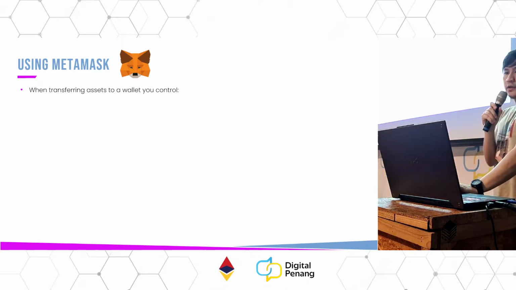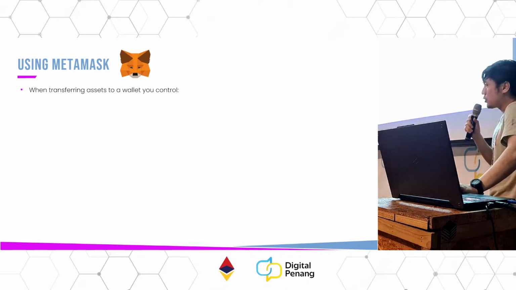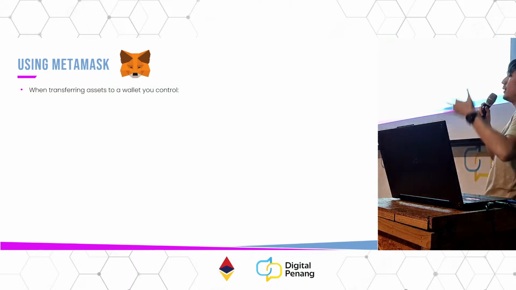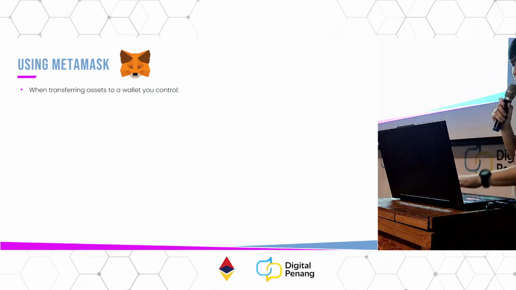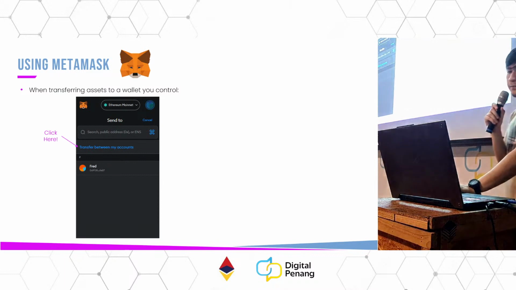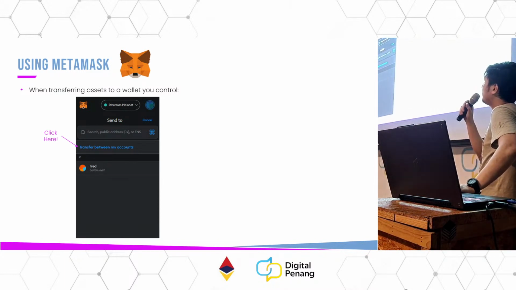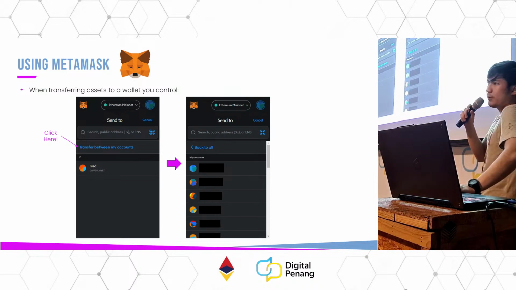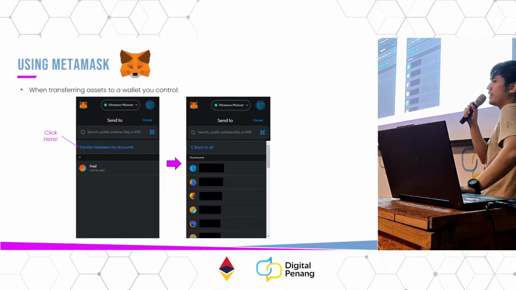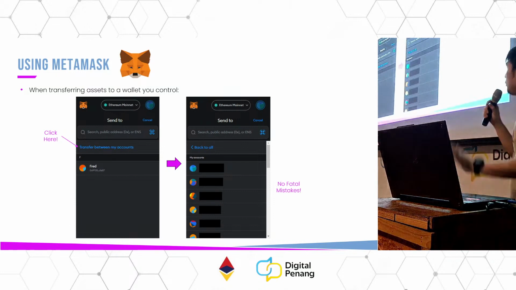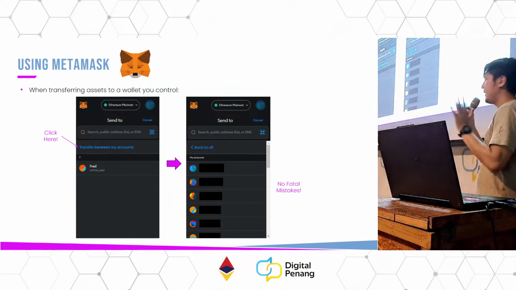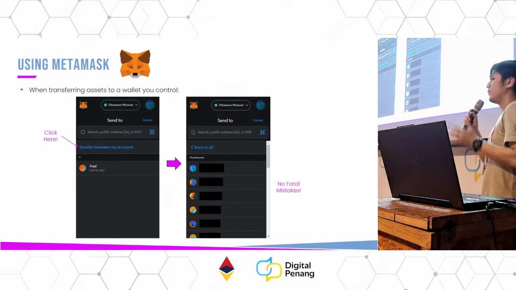Okay. If you are transferring to a wallet that you control, so in MetaMask, you can have multiple wallets, right? And so when you're transferring to a wallet that you control, you click on this button here, which is the transfer between my accounts. And this will display to you all of the accounts that you own in your MetaMask. And you can just click directly. And again, you do not make any fatal mistakes in terms of sending your assets to the wrong address.